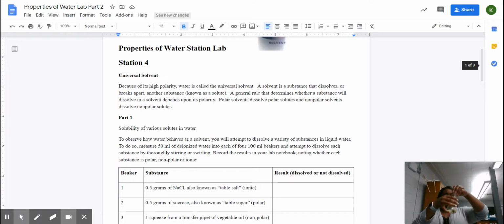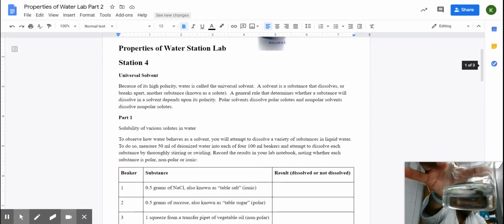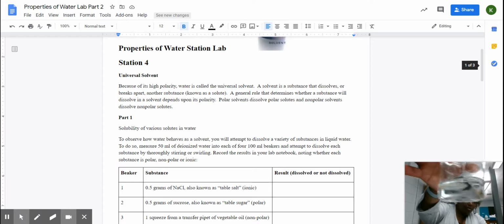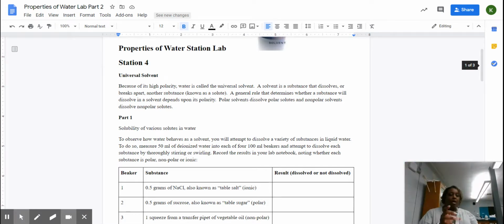So take some out. So here's our vegetable oil in the pipette. I'm going to put it here. Squeeze it in there. All right, so you can see that we kind of have a layer of it on top. I'm going to swirl, swirl, swirl.